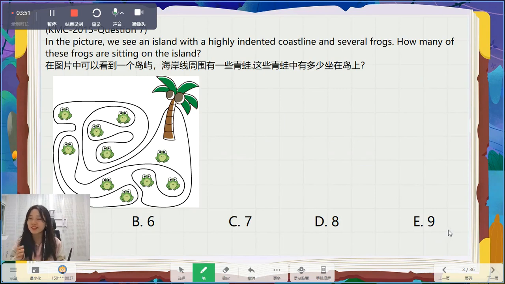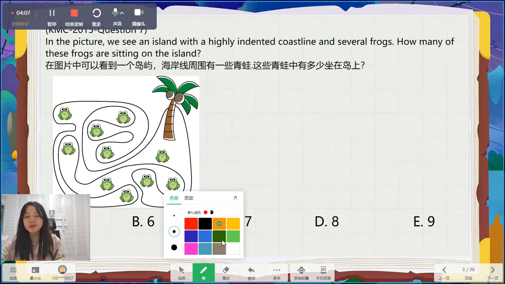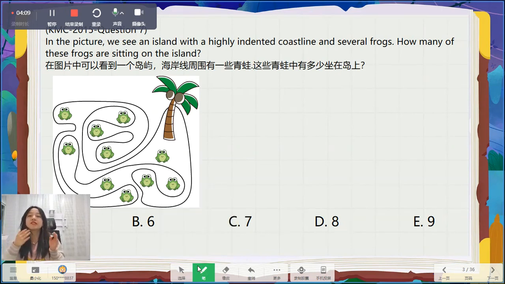Let's take the second question. In the picture, we see an island with a highly indented coastline. Oh my god, so many curves and several frogs. How many of these frogs are sitting on the island? Now let's check. This question, in fact, is to test our good habit of marking.